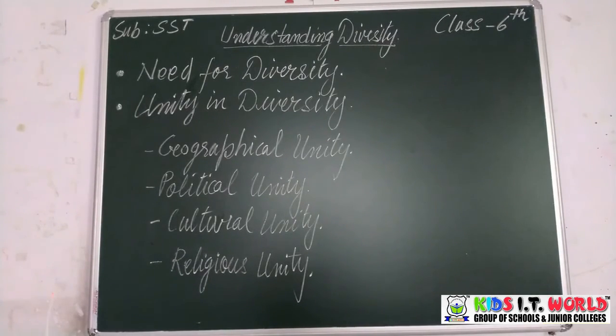So, geographical unity. India is a distinct geographical unit. The Indian subcontinent has remained isolated from the rest of the world due to its natural boundaries. So, if we talk about the northern side of India, we have got the Himalayas standing on the borders and protecting us from the outsiders.